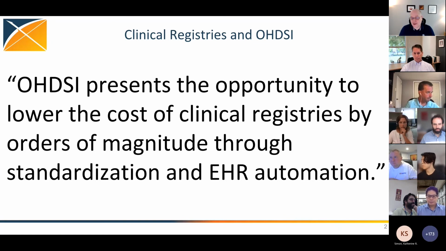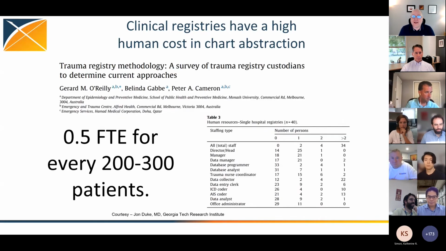We have many hundred throughout the US, and there are even more throughout the world. And the challenge is these clinical registries are still mostly living in the 1990s. And what I mean by that is that clinical registries have a high dependence upon humans and human ability to do chart abstraction on clinical data. So here was an analysis that was done, and I got this slide from John Duke, around it takes a half an FTE to collect data on 200 to 300 patients for a clinical registry.